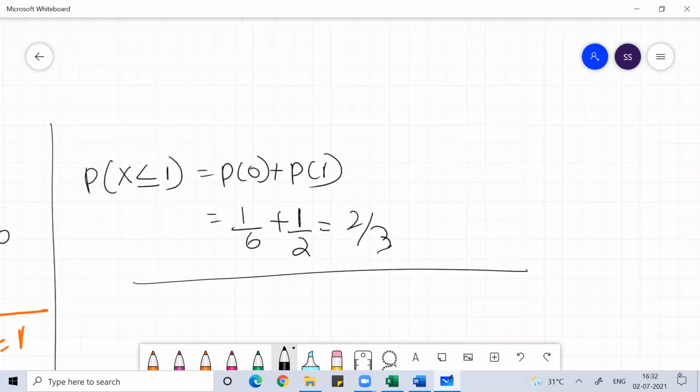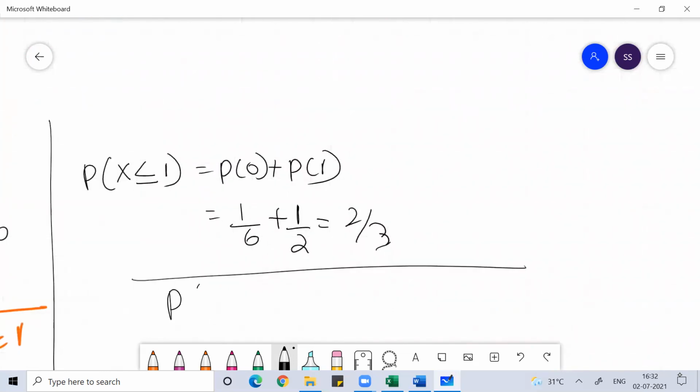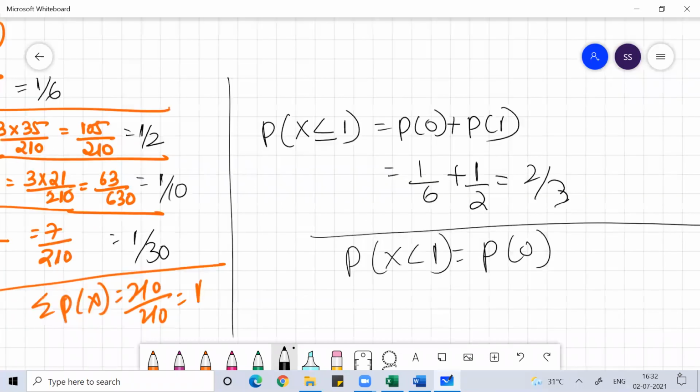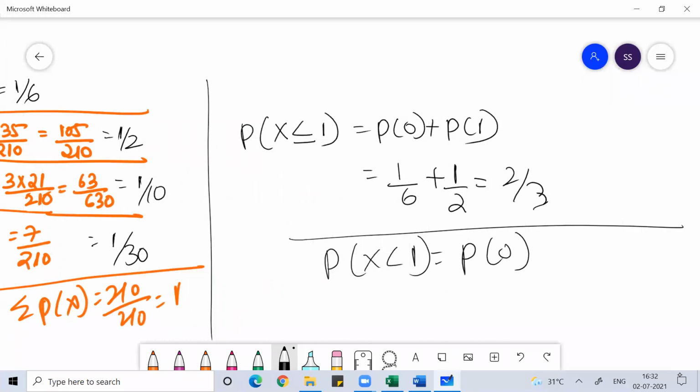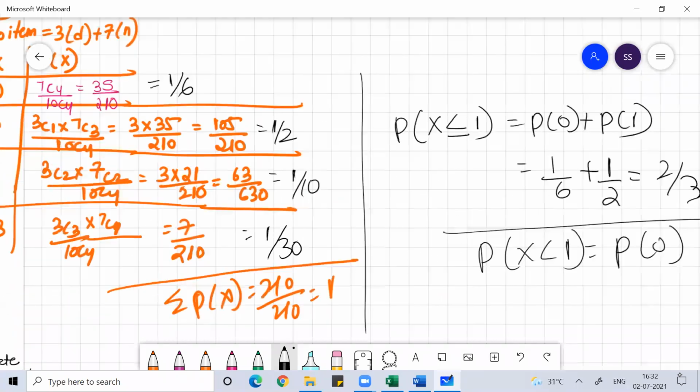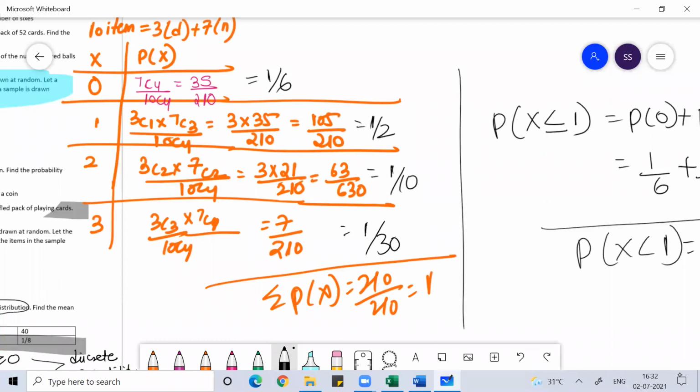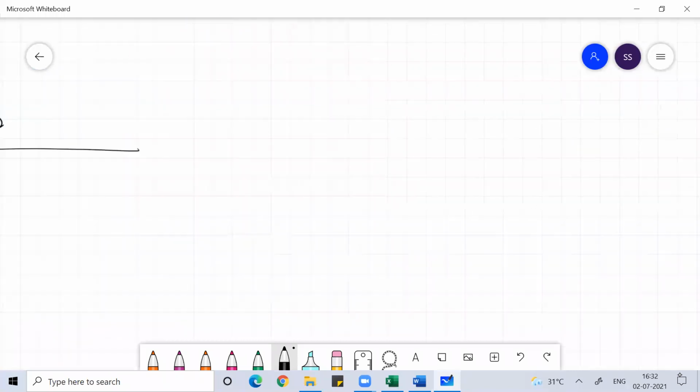Next one, they are asking you probability of X less than 1. X less than 1 means they're only talking about the probability of 0. So the probability of getting 0 is 1 by 6.